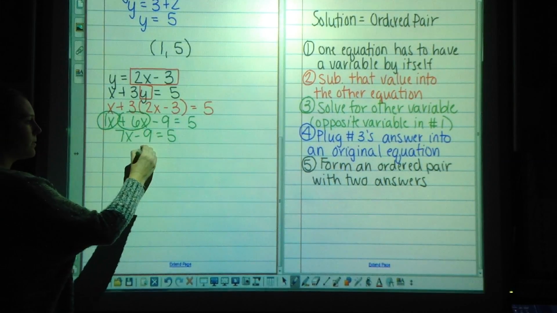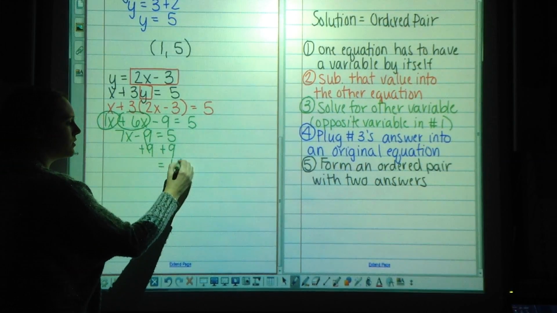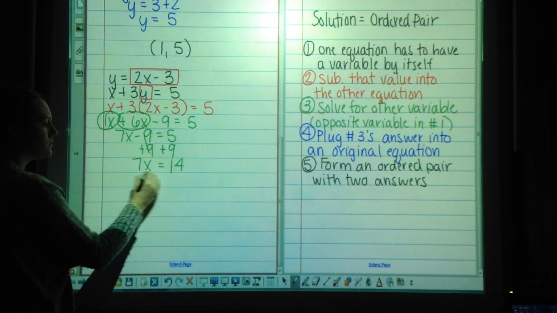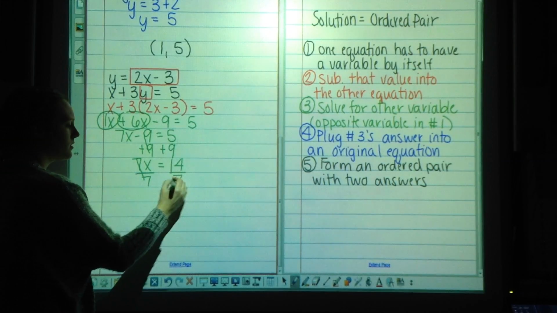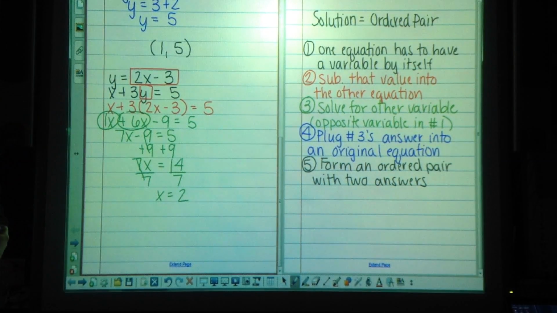To get x by itself, I'm going to bring the non-variable term over first. Divide both sides by 7. So I get x equals 2. We only have half our answer. We need to have a y value as well.